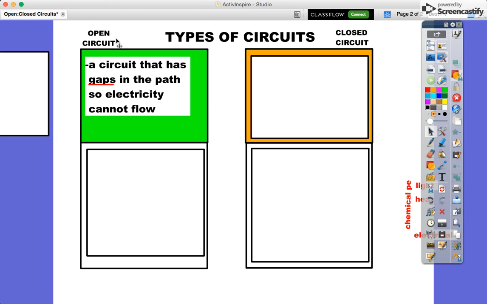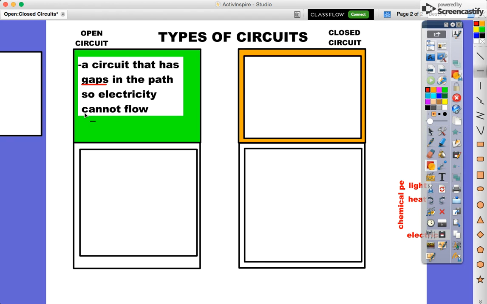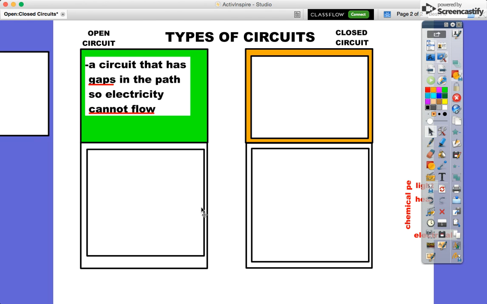So if it is an open circuit, there are gaps and the electricity cannot flow. So if it is an open circuit, it is not a working circuit. Now underneath the flap, you are going to draw a diagram that will illustrate what an open circuit looks like.